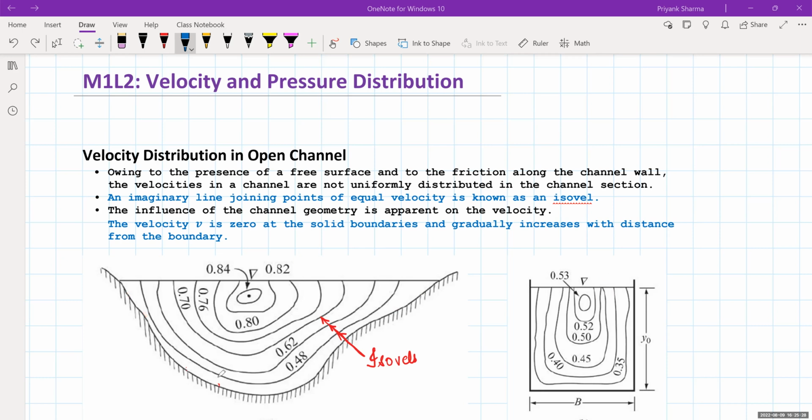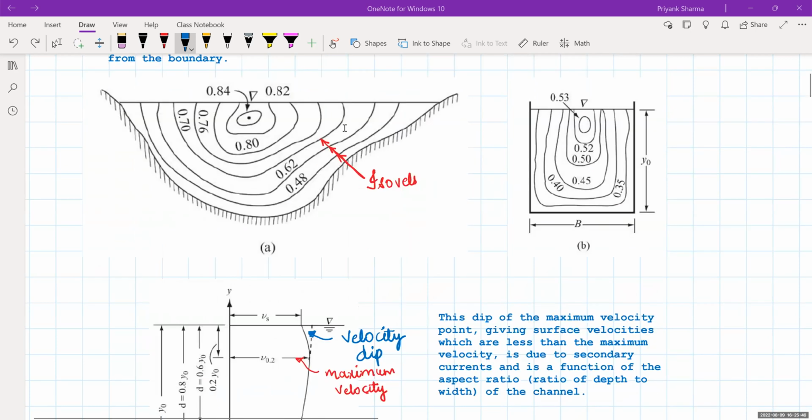It will increase gradually with distance from the boundary. As you move away from the boundary, your velocity will increase. But at the point where you have contact with the boundary, your velocity will be zero. Now, this is at the cross section. If I take a particular cross section, let us see what the velocity distribution is. That can be visible here.